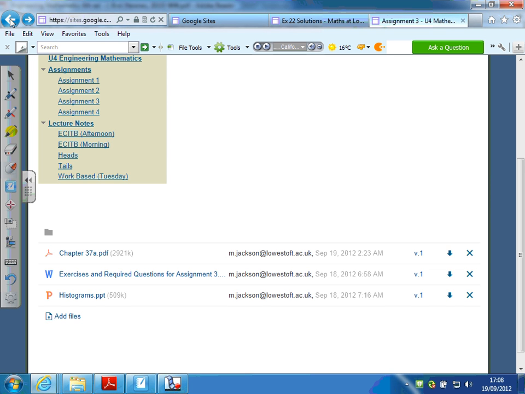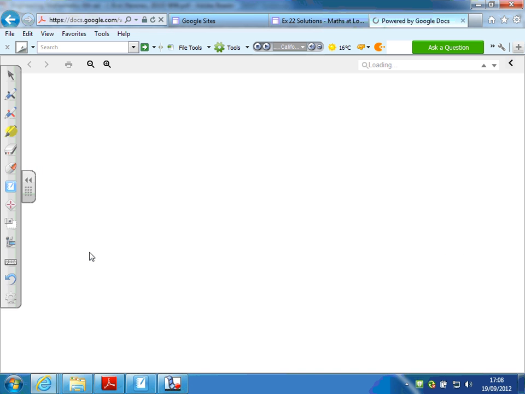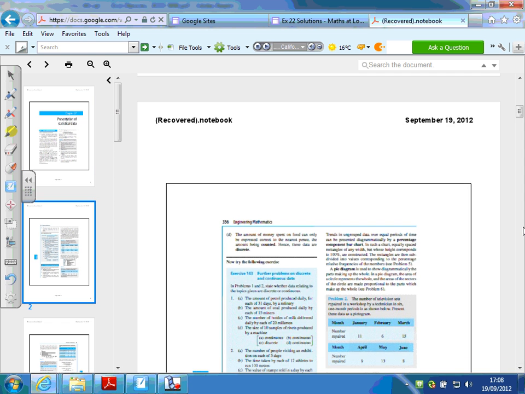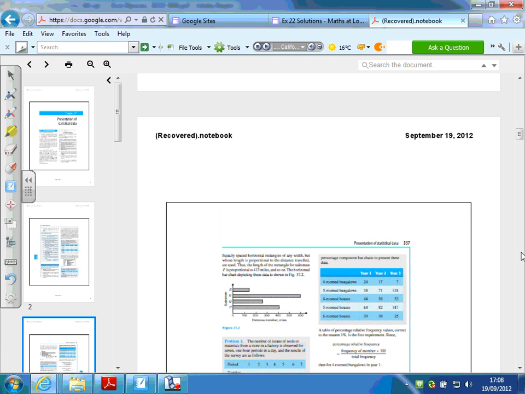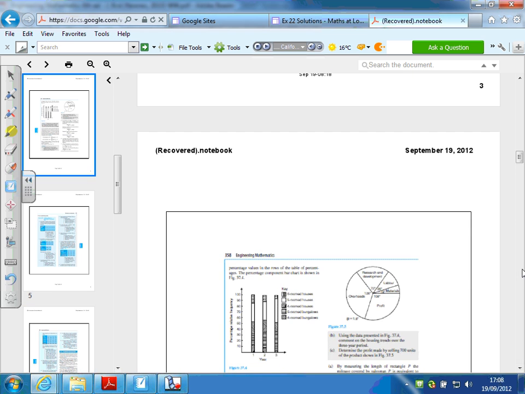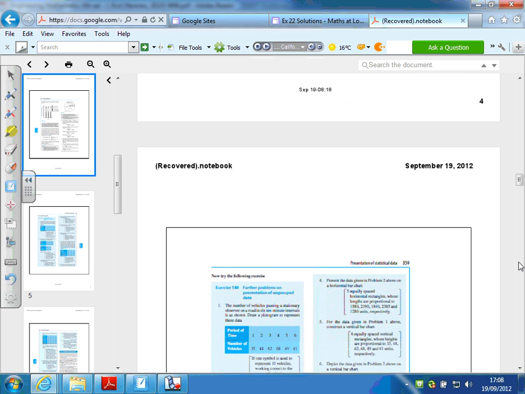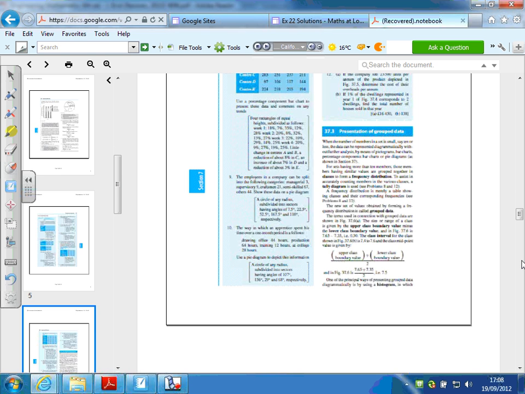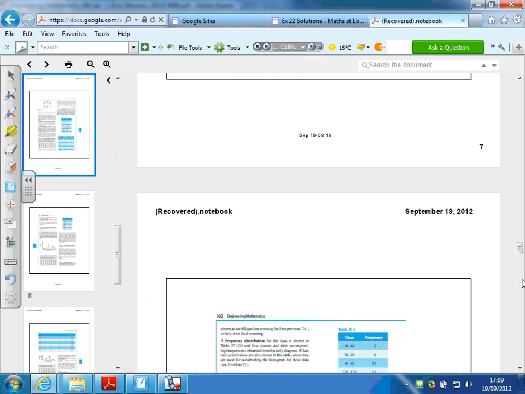I'll put chapter 37 on here as a PDF, so you can look at it until you've got your textbook. If I open it up, you'll see those particular pages in the textbook, chapter 37, which is around page 350 if you've got your textbook here. So it goes through these pages, and then at the end of the exercises, I want you to have a go at number 9 as a required question, I think.